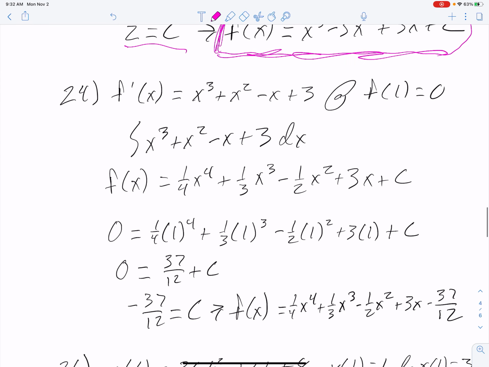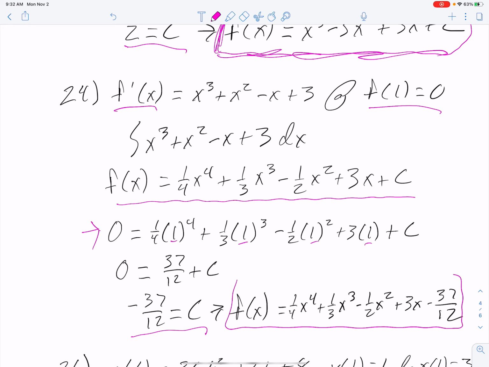24, very similar. They've given me f prime, they've given me a value on f. I find my antiderivative, substitute in 0 for y, 1 for x. If you want to use your calculator to come up with this fraction, 37 over 12. If you use the decimal equivalent, that's okay. But again, knowing my c value, I take the time to go back and rewrite my function f of x.